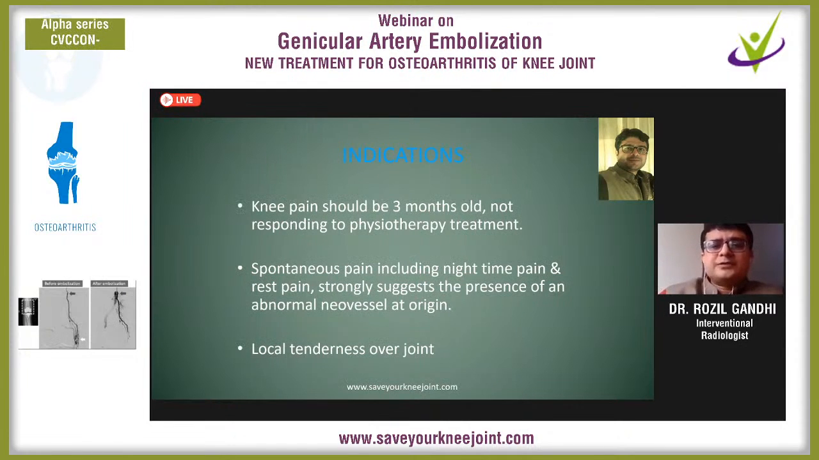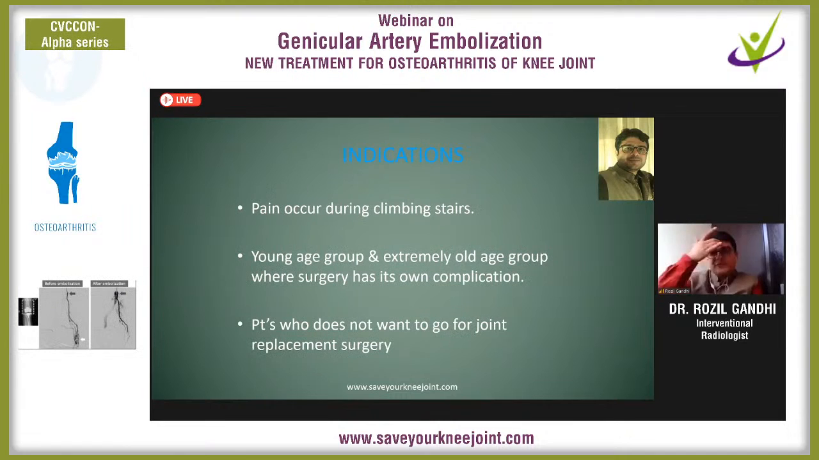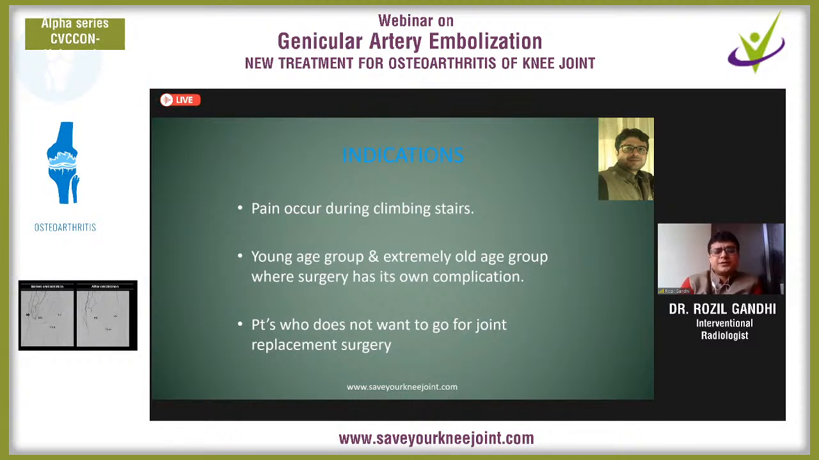Indications already mentioned by Dr. Mohal. Knee pain should be chronic, more than 3 months old. Medical management has failed. There is spontaneous rest pain, local tenderness, pain during climbing. Patient is in a young age group or an extremely old age group where TKR is not indicated, where there is a complication. Patient who doesn't want joint replacement surgery. Patient with joint replacement surgery still having pain.